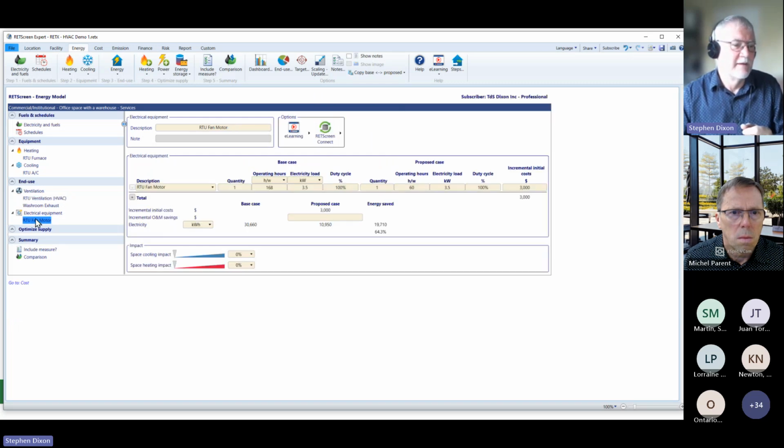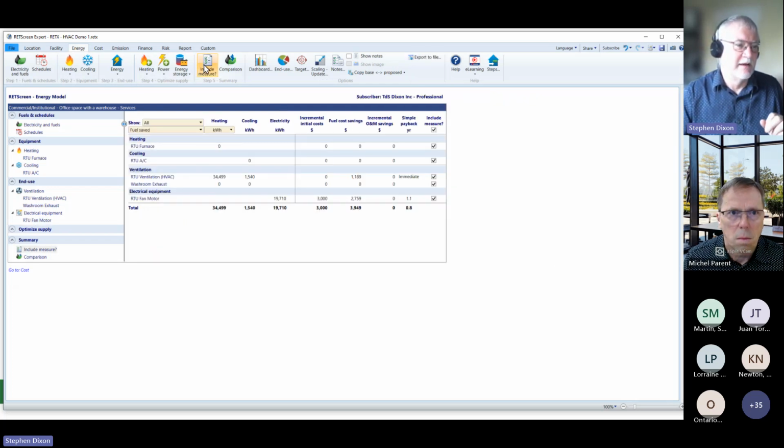We go to our fan. So here we specify, the way I've specified it here is as a very simple electrical load. I call it the rooftop unit fan motor. And here I've got the measured load, 3.5 kilowatts, operating for 160 hours. In our proposed case, we've reduced the hours. So that's how we specify this system.